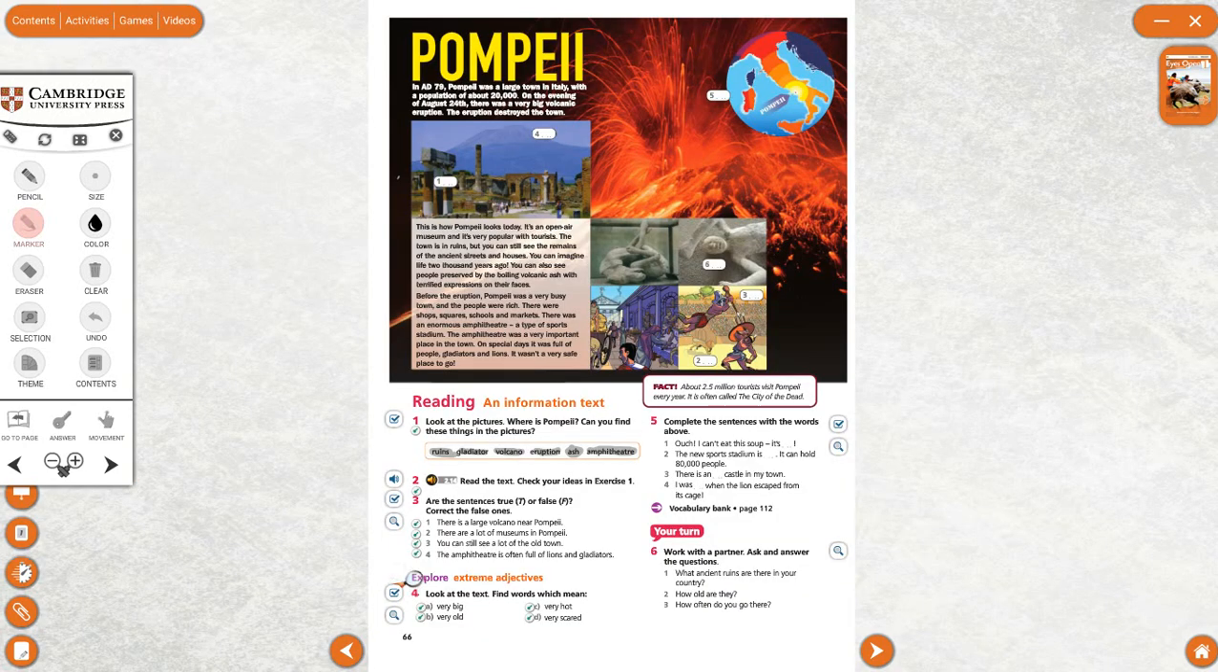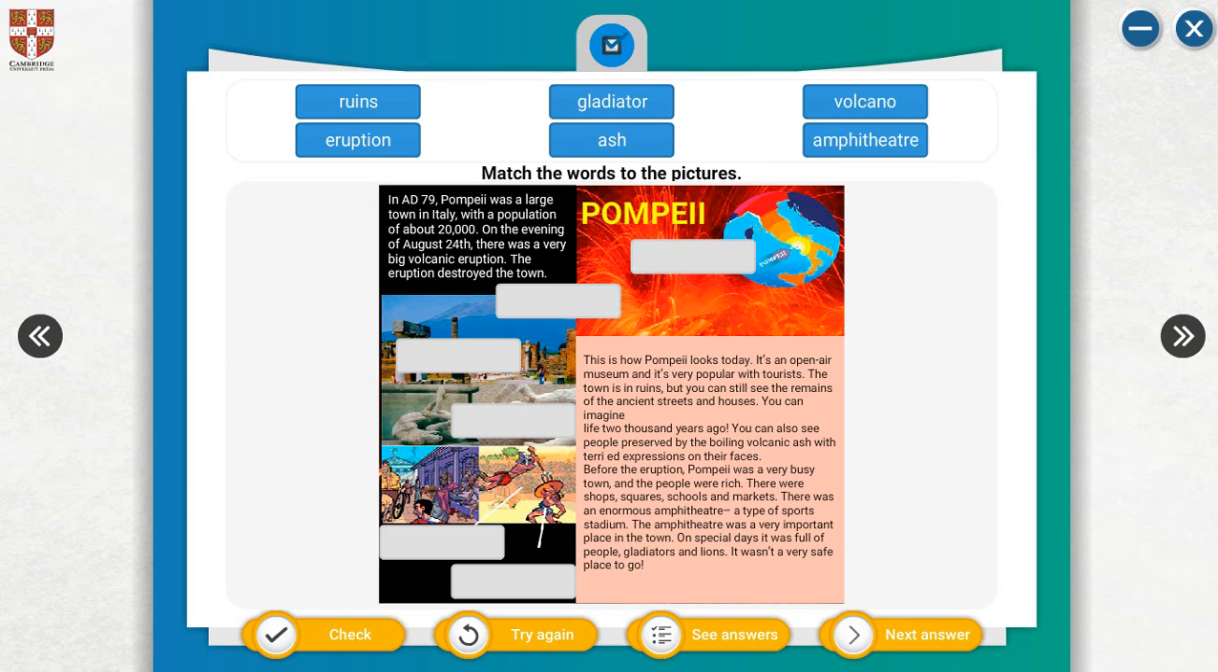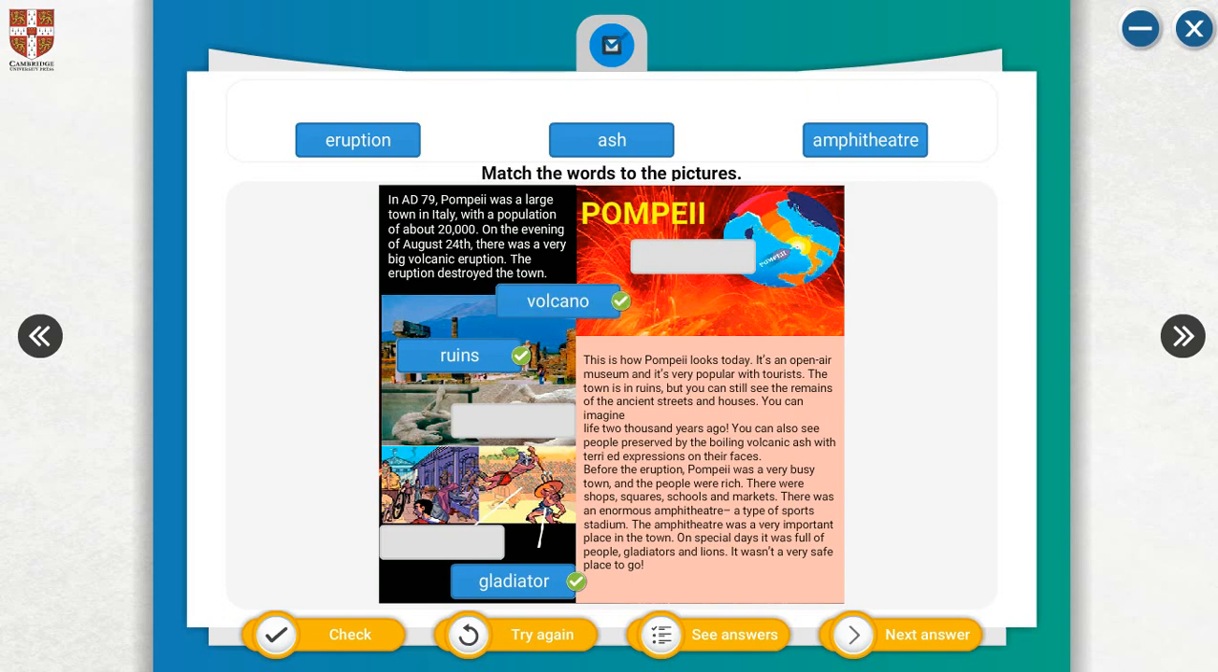Now look here. There are pictures and their numbers. You will match the pictures with the numbers, with the words. And look here, ruins. Which number? Ruins. Can you see the ruins? Yes, number 1. Eruption. Can you see the eruption? Gladiator. Number 3. And volcano. Number 4. And there is a volcano in here.